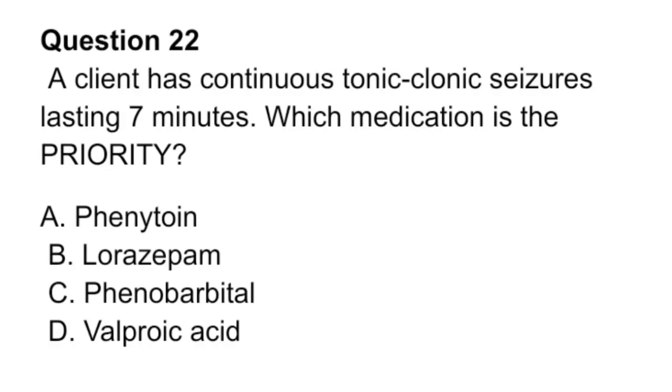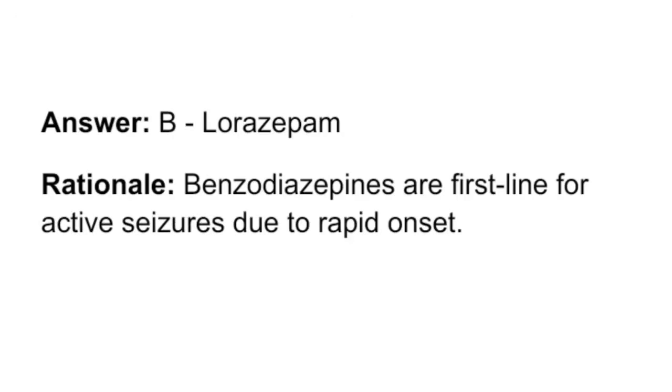Question 22. A client has continuous tonic-clonic seizures lasting 7 minutes. Which medication is the priority? A. Phenytoin. B. Lorazepam. C. Phenobarbital. D. Valproic acid. Answer B. Lorazepam. Rationale. Benzodiazepines are first line for active seizures due to rapid onset.